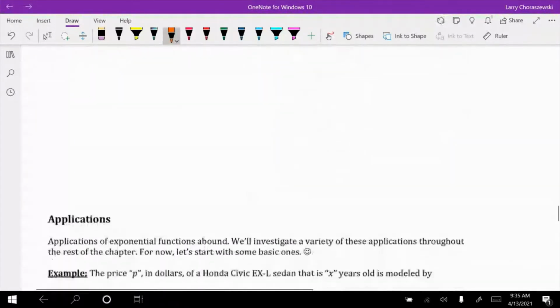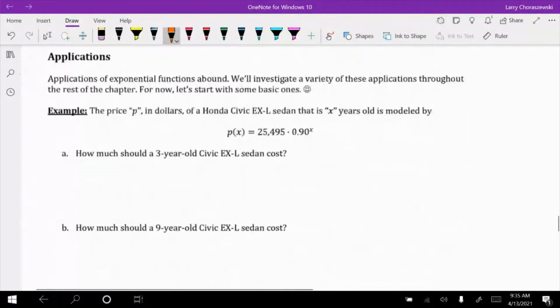page 5, which, as I mentioned, we'll do a little bit of skipping around here. So we'll look at applications next. The reason I want to do it this way is because after defining that format of an exponential function, it might be helpful to see some specific examples of exponential functions, which is exactly what we're going to see in these next two examples.